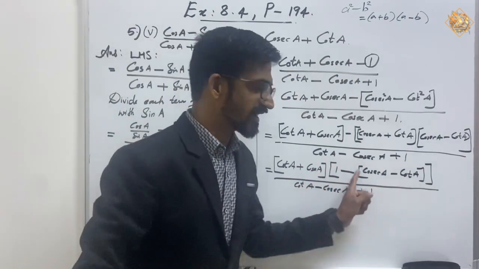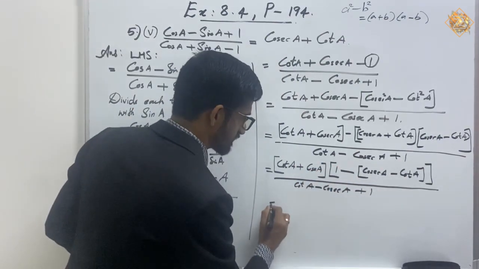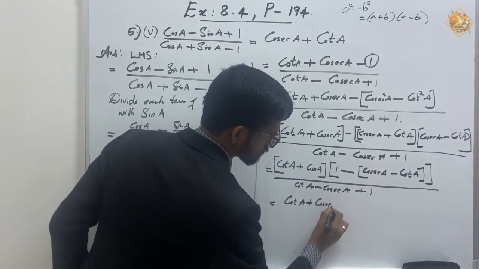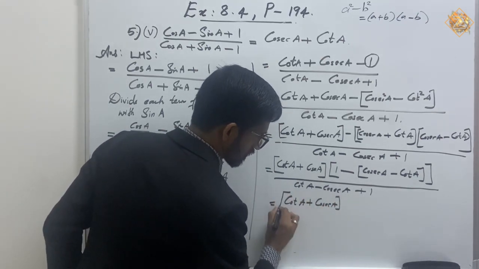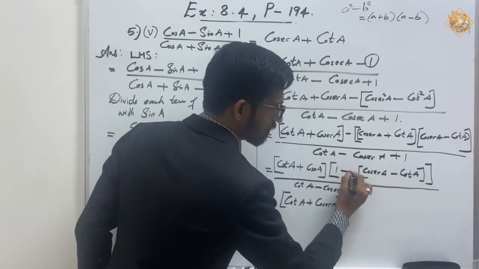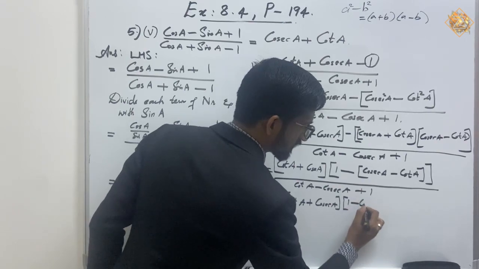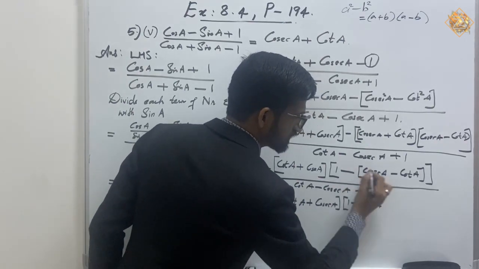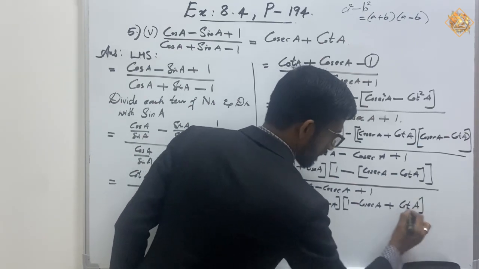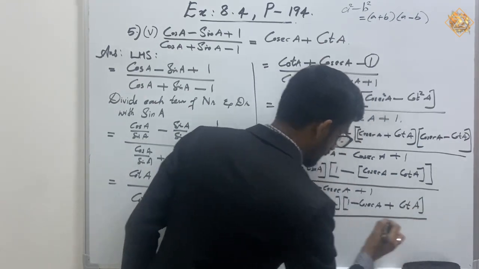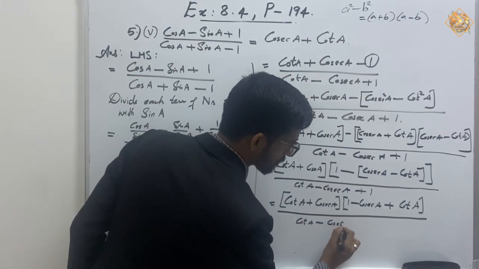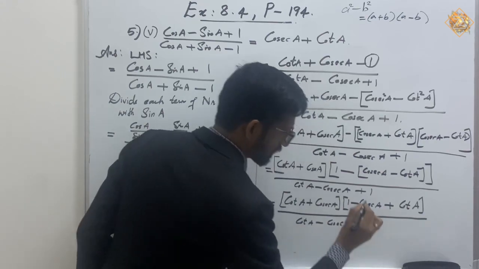Now I will open this bracket. So that's equal to cot A plus cosec A into, when I open this bracket it will become 1 minus cosec A, minus into minus it will be plus cot A, by cot A minus cosec A plus 1.